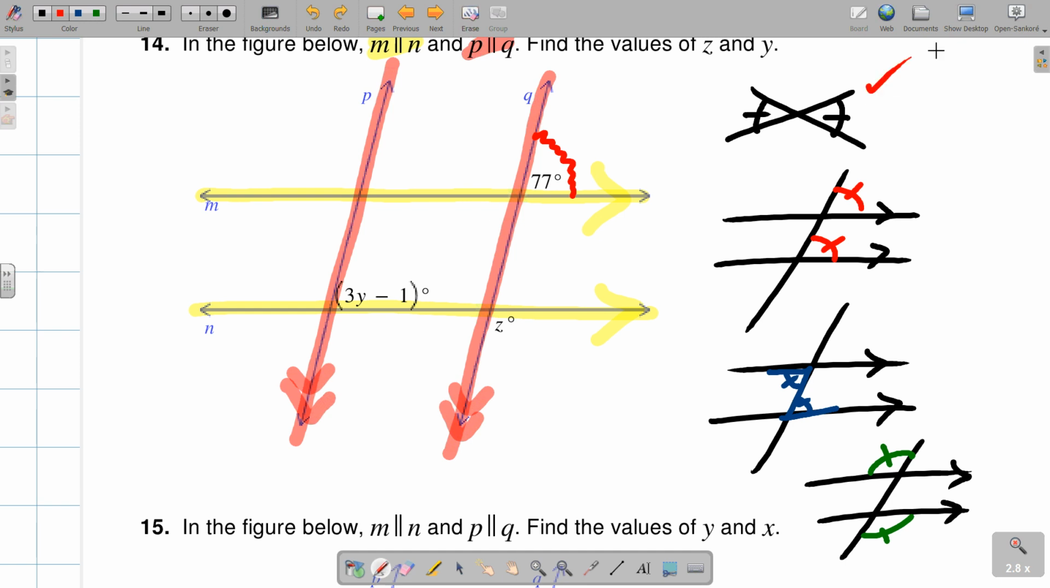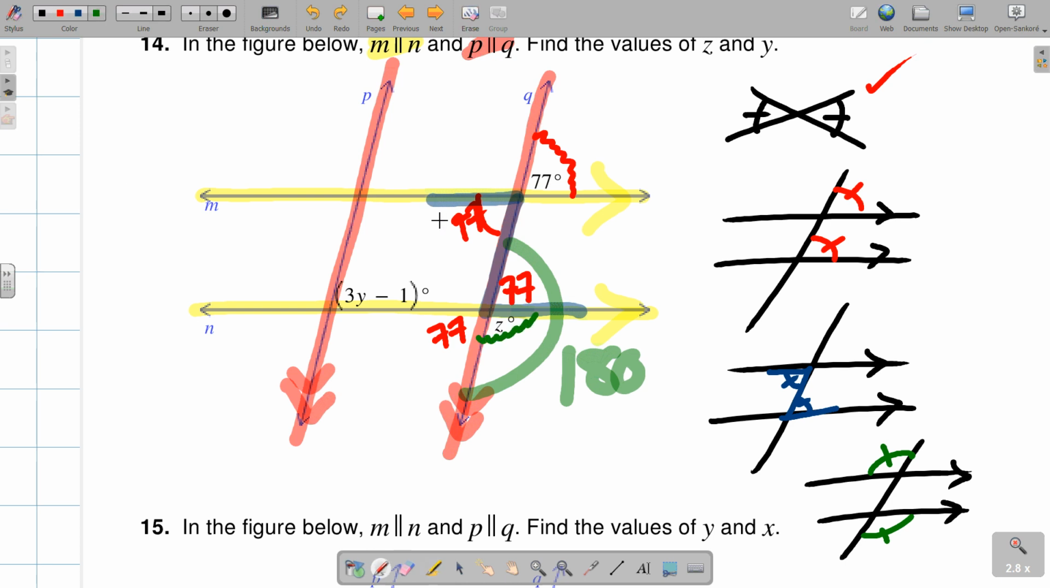My 77, I've got vertical angles right there. I have armpits of the Z. So that means 77 is also right there. Vertical angle, 77. Now to get back to C, I can sweep 180. So Z is going to be 180 minus 77.